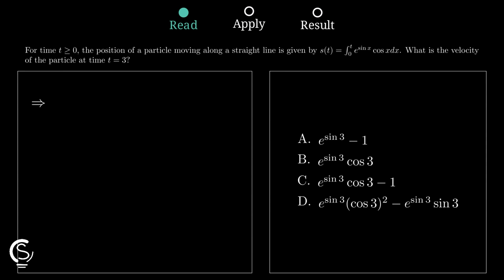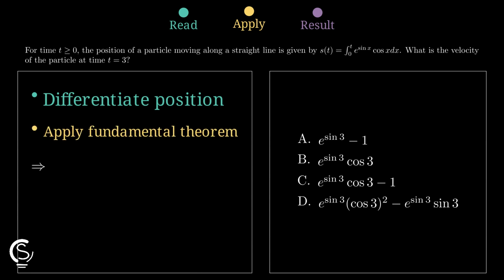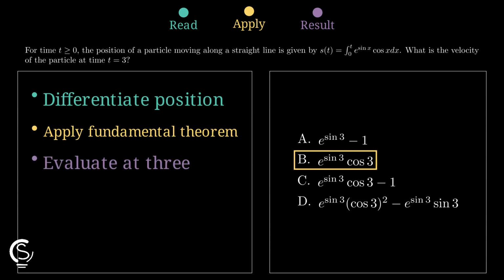Nothing more complicated. By the fundamental theorem of calculus, if s of t equals the integral from 0 to t of a function, then s prime of t is that inside function evaluated at t. So velocity is e to the sine of t times cosine t, and plugging in t equals 3 gives e to the sine of 3.